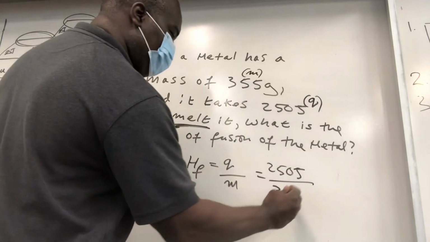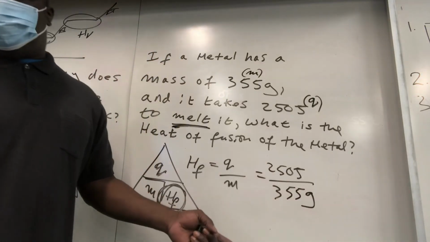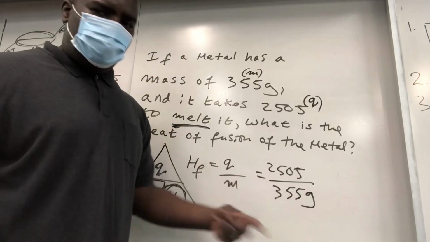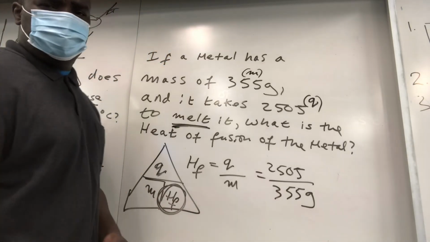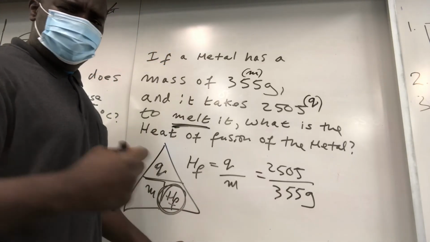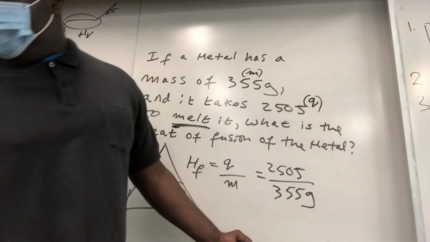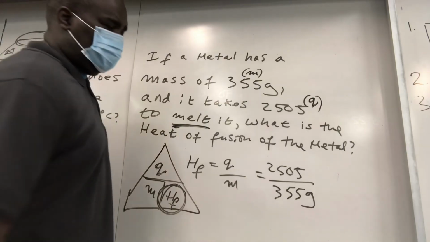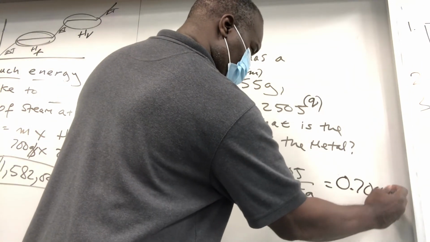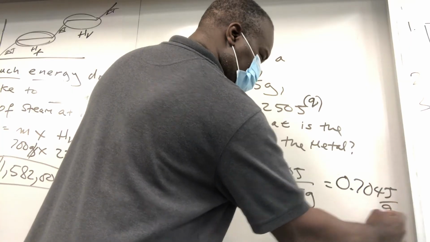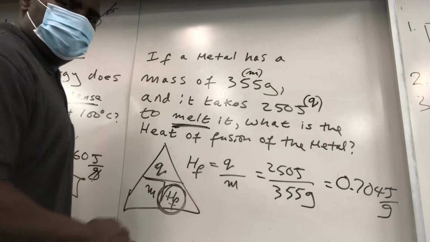Now, funny enough, these units do not cancel, and you want that, because heat of fusion and heat of vaporization are in units of joules per gram. So you know you're on the right track. From my calculations, I got 0.704 joules per gram. And I always said I'm not using slick figs, so if you got around that ballpark, you're good to go.